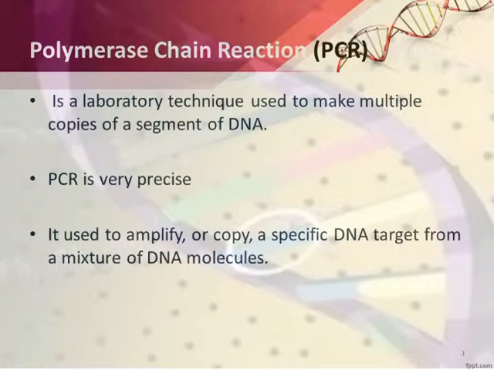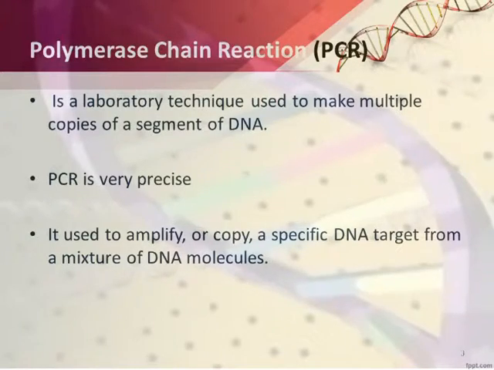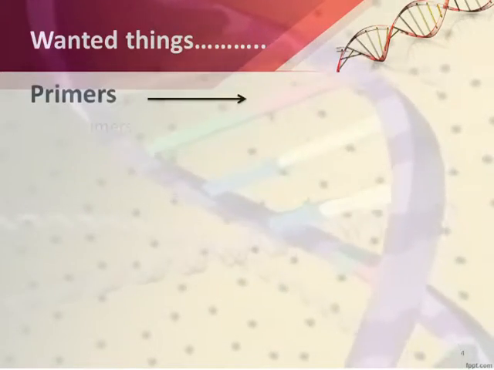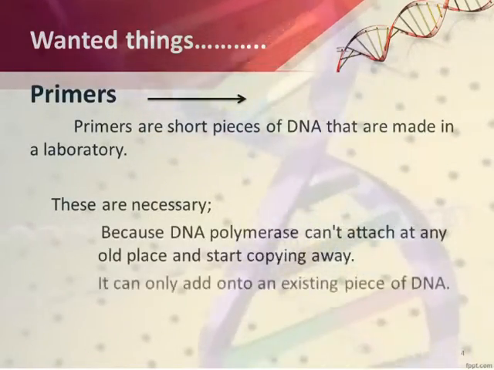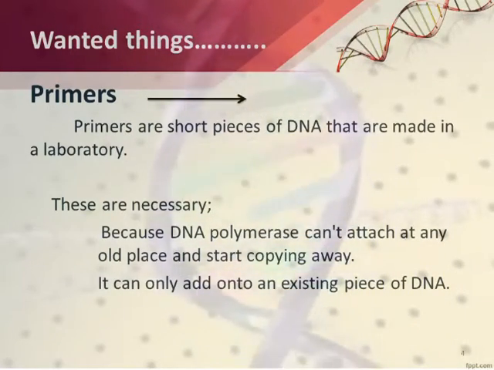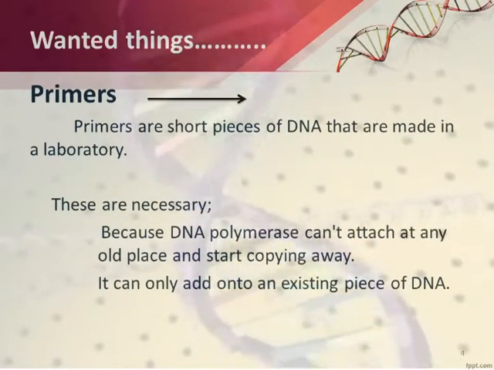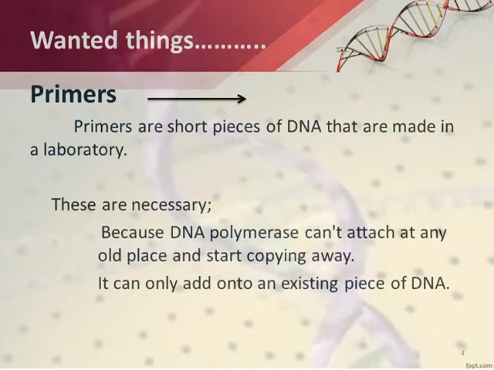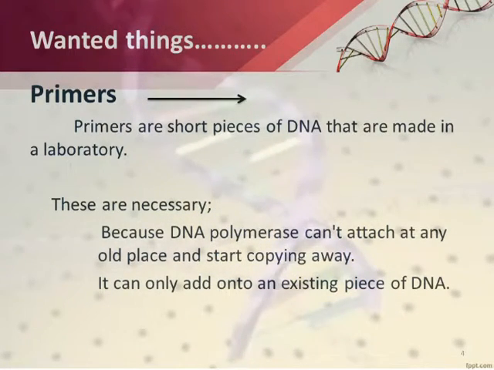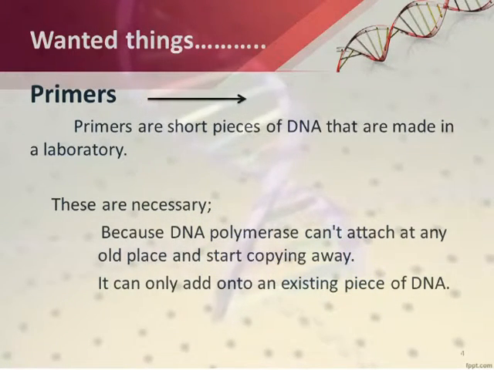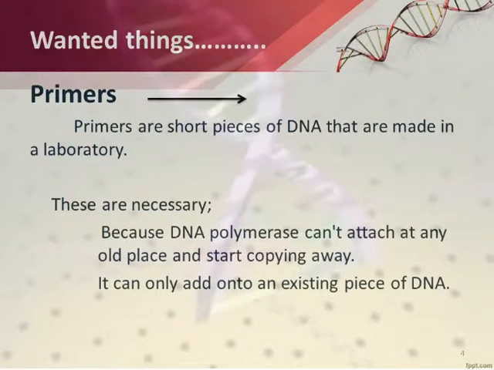Using PCR, millions of copies of a section of DNA are made in just a few hours. There are many important things we need during the PCR process. Primers are small pieces of DNA that are made in a laboratory. These are necessary for the PCR process because DNA polymerase cannot attach to any old place and start copying away. It can only add on to an existing piece of DNA.